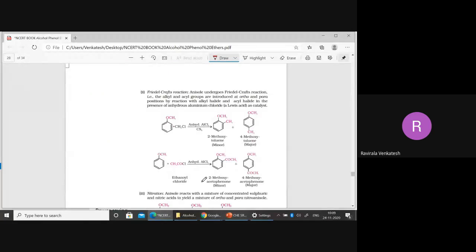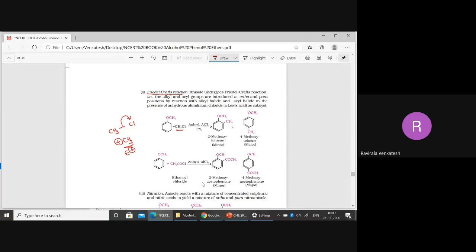Next, Friedel-Crafts reactions. One is called alkylation, the other is called acylation. Now this is alkylation. In this case, with CH3Cl, this bond is shifted over here. Now CH3 gets a positive charge here, and this will be the electrophile.